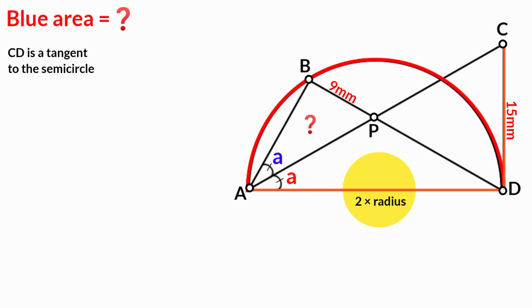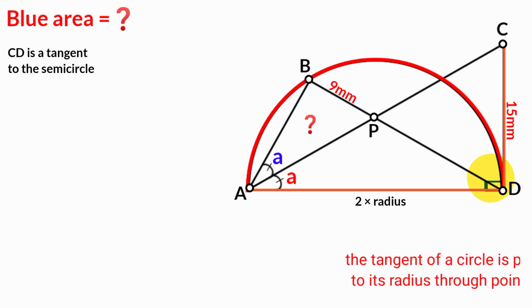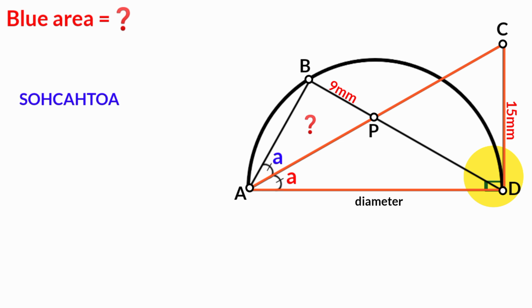From the circle theory, there is a rule that the tangent of a circle is perpendicular to its radius through the point of contact. That is, this side CD is perpendicular to this side, so this angle is a right angle. Now look at this triangle ACD. Because of this right angle here, it is a right angle triangle. So we can use SOHCAHTOA. Taking this angle as theta, this is the opposite, this is the adjacent, and this is the hypotenuse.